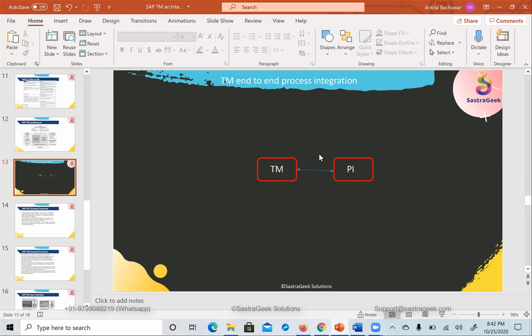But talking about the license fee and all, I don't think PI is that costly, because it's a technical middleware where you are just communicating. But I really don't have that. Actually, I don't have those numbers in my head to talk about it.